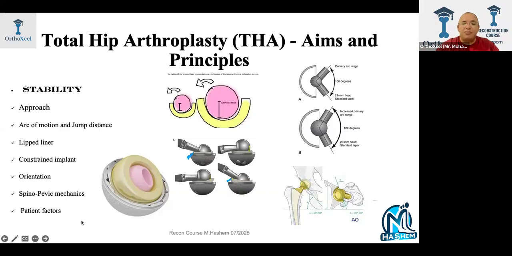Lastly is the patient factor, because patient factor affects all of this. So if the patient is obese, if the patient is short, if the patient is big, if the patient's pelvis has any sort of abnormality, if the patient is doing special activity or needs more activity or more forces or more function from the hip, this definitely affects the stability. So if I have a patient who is very active, I'm keen to give him a very good range of motion. Remember, you're giving him a good range of motion on behalf of the stability.